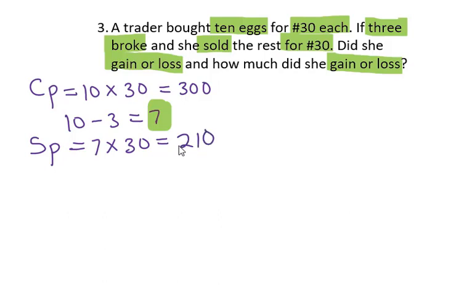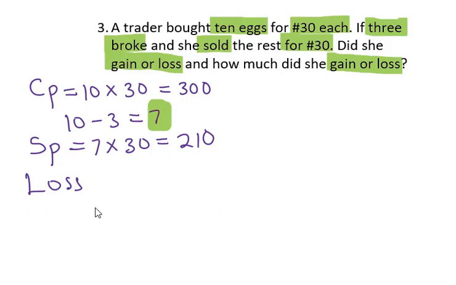Now they are asking, did she gain or lose, and how much did she gain or lose? So if you look at this, she lost because she purchased this. Now cost price is how much you purchase something. She purchased this item for 300, and then we are selling this for how much? 210. This is a loss. So it's a loss, right? Okay, it's a loss. That's one thing. And then they ask, how much did she lose?